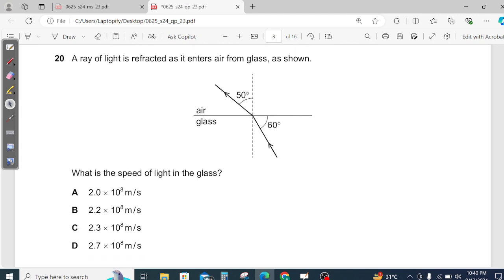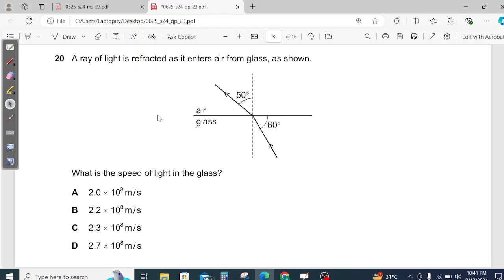A ray of light is scattered as it enters air from glass, as shown in the figure. What is the speed of light in the glass? So you have to find the speed of light in the glass. Before we find the speed of light in the glass, we need the refractive index. Refractive index means how much the speed of light is decreased when light enters into any medium.